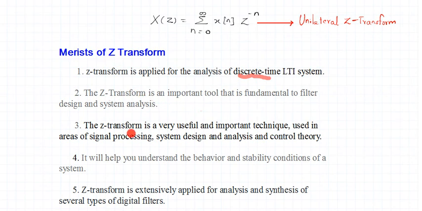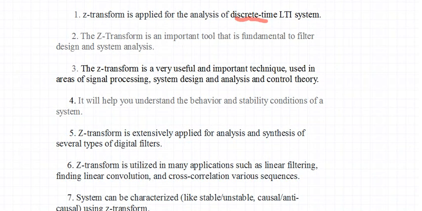Z transform is a very useful and important technique used in the areas of signal processing, system design and analysis, and control theory. So wherever discrete time domain signals are involved, Z transform is a commonly used mathematical tool. All digital signal processing systems involve the use of Z transform. So let's look at the fourth merit now. It will help you to understand the behavior and stability condition of the system. This is very important.